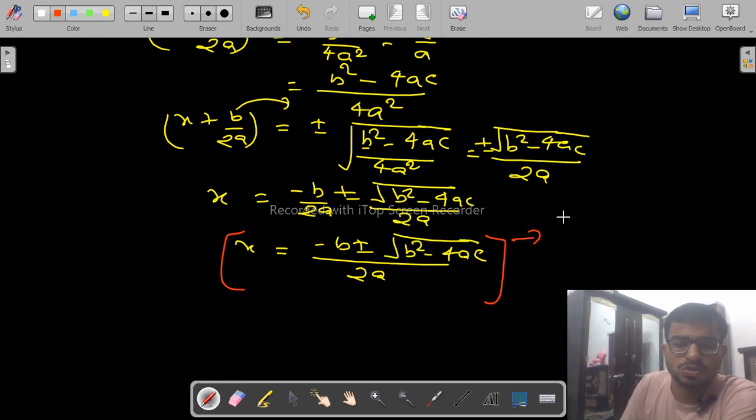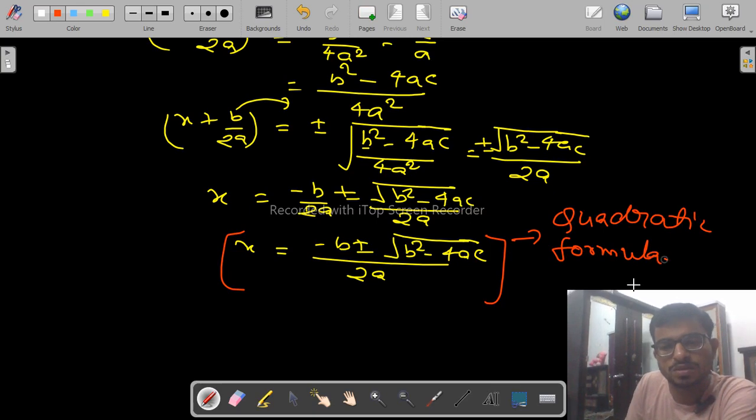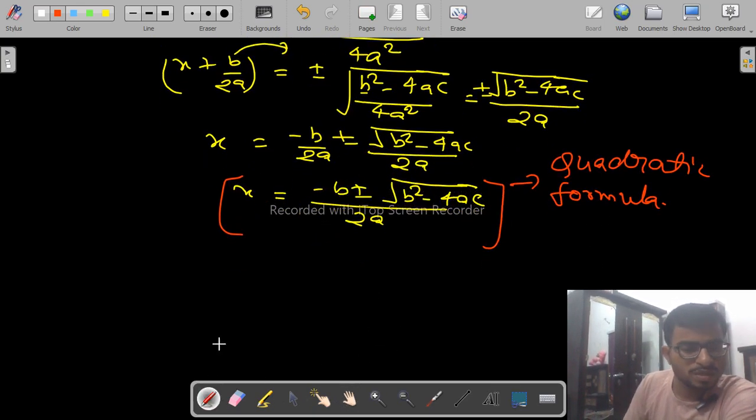This formula is called the quadratic formula. With the help of this formula, we can find the solutions or the roots of any quadratic equation. In this equation, one term is very important and has a significant role in deciding whether the roots are real, imaginary, equal, or distinct. And that term is b square minus 4ac.